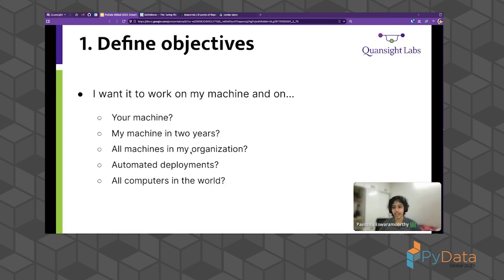Does this need to work on everybody's computer across the planet? So defining what reproducibility means for your particular use case is step 1.